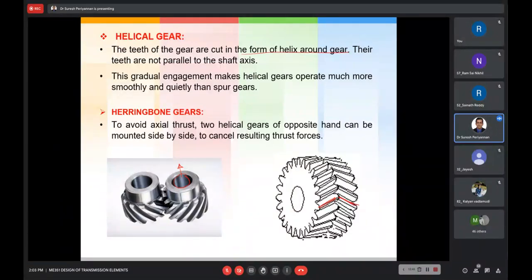Okay, now, one more thing I would like to tell you here. What type of force is developed in the helical gear?